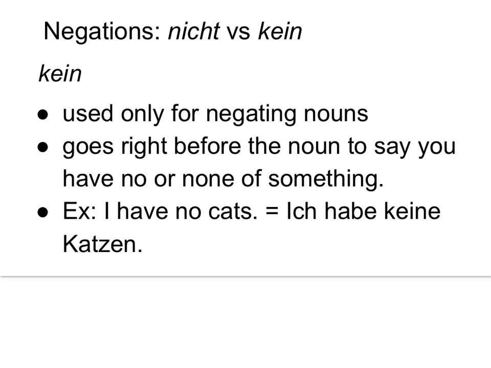Negations. So there's two kinds of negations for right now. Okay? Nicht or kein. And kein you've already seen before. So we're going to talk about that one first. Kein is the one that you use when you're saying that you have no or none of something. So you only use that when you are negating a noun. It can only go right before a noun, and that's it. So the example, I have no cats. You would say, ich habe keine Katzen. Okay? So that's what we were practicing in the last chapter.